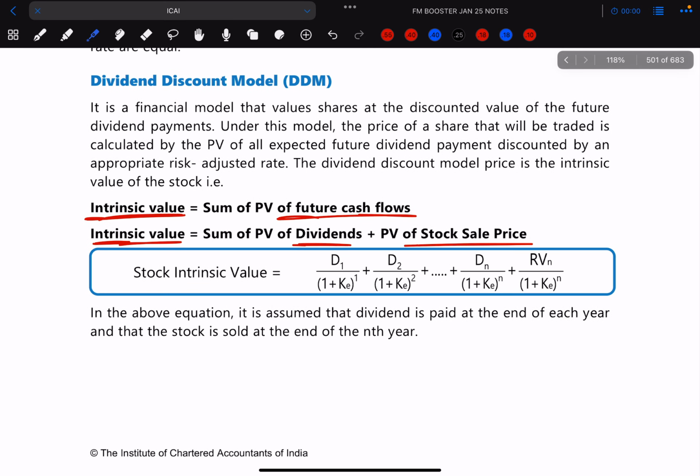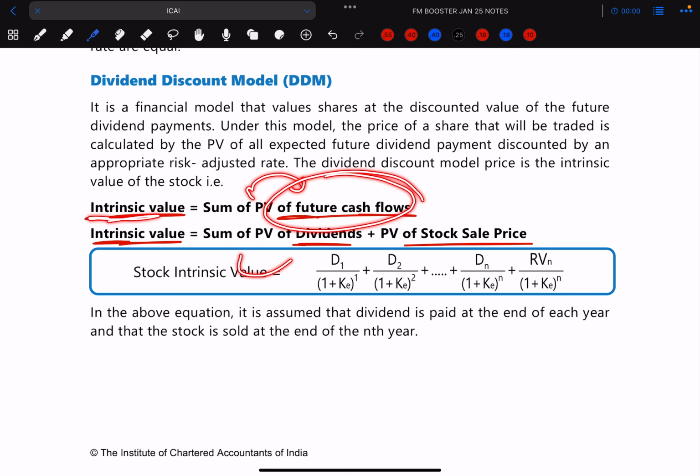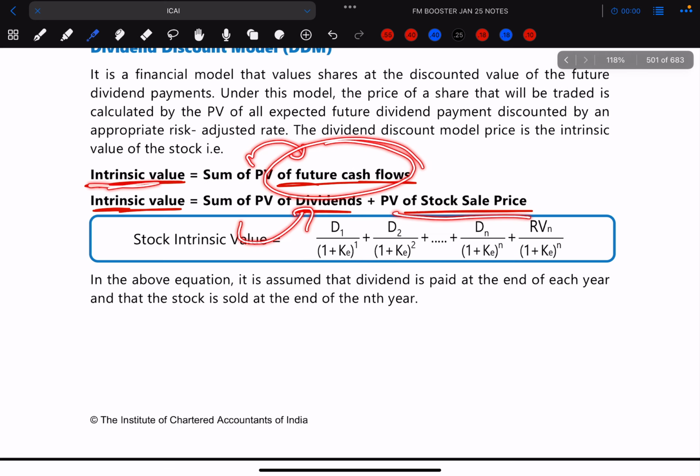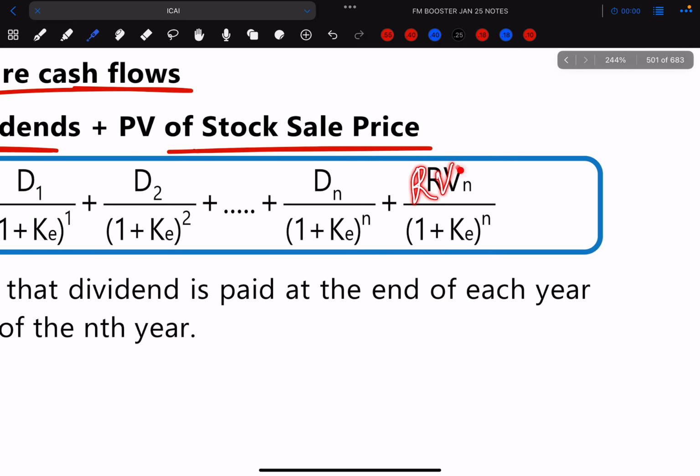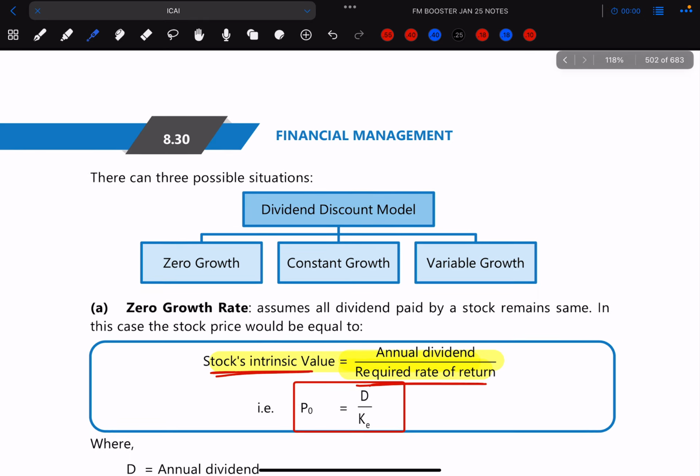And the dividend discount model. For this there is only one question. Just find out the intrinsic value, that is the sum of the PV of future inflows, which will be the sum of dividends plus stock. To find that, D1 divided by 1 plus K for the first year, D2 divided by (1 plus K) squared for the second year, like that we have to do the total, and at last the realizable value divided by (1 plus K) to the power N. Simple.